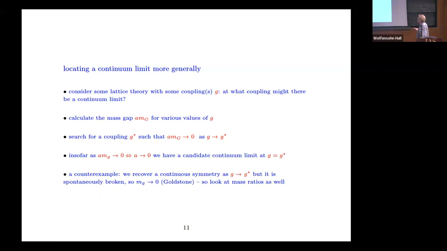But in general, what you would start off looking for is a coupling where the mass gap in units of the lattice spacing is going to zero, which is equivalent to the lattice spacing in units of the mass gap going to zero. That's what you're looking for initially. And then you just have to check that nothing special is going on, and that it is really a continuum limit.